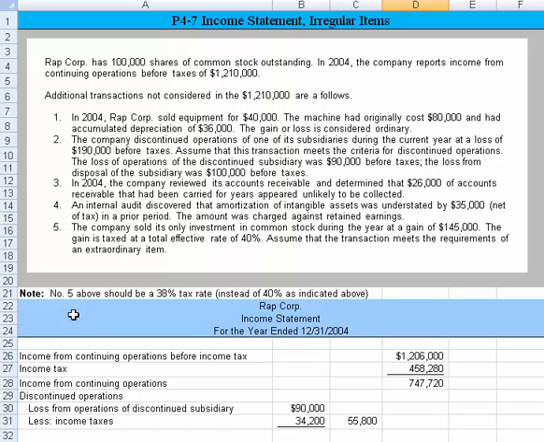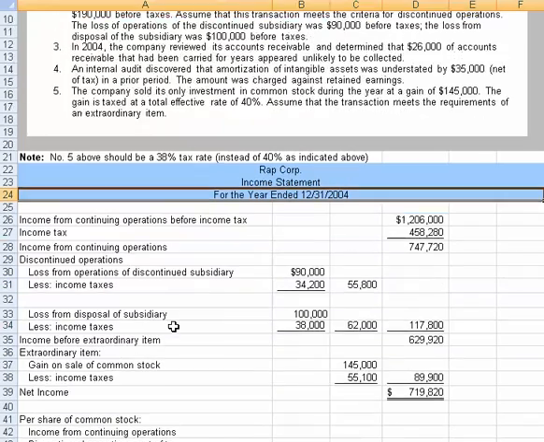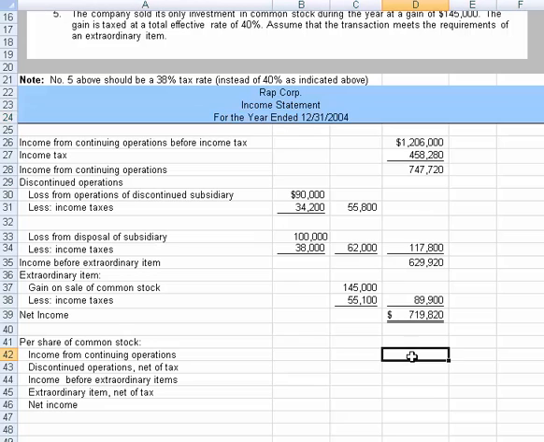Okay, 100,000 shares of common stock. So we have 100,000 shares of common stock outstanding, so that should make our calculations pretty straightforward. Alright, so if we take our income from continuing operations divided by the 100,000 shares, we come up with 748. Then if we take the income, the discontinued operations net of tax, right, which is that 117 number, and divide that by 100,000, we get the per share impact of that.